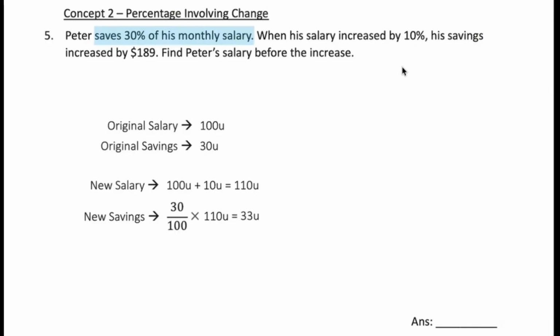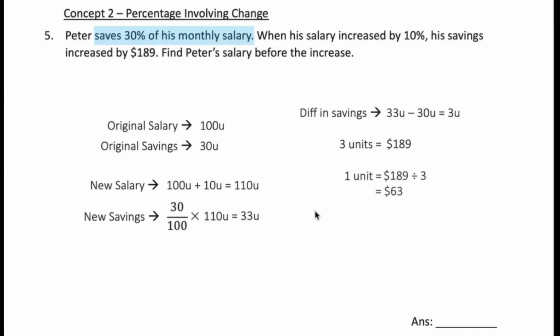The difference between the two savings, before the increase in salary and after the increase in salary, is $189, because his savings increased by $189. So that would also mean this 33 units, the new savings, minus the old savings, 30 units, 3 units, is the increased savings, which will be equal to $189. Find 1 unit, you get $63.